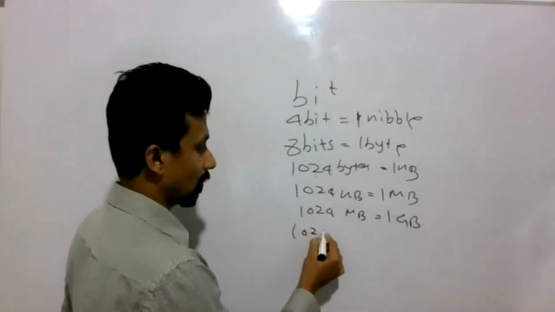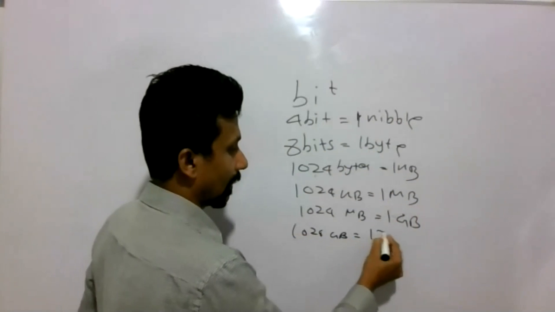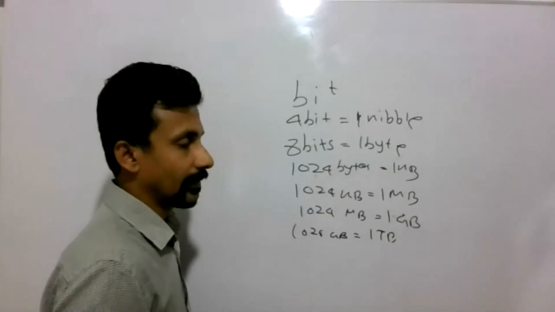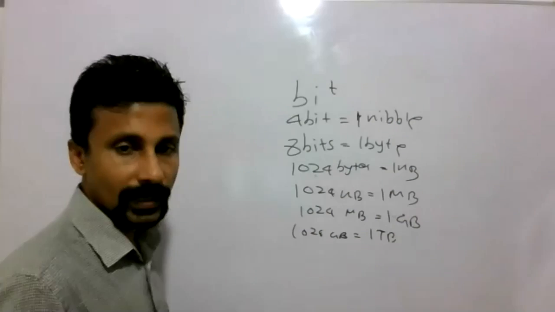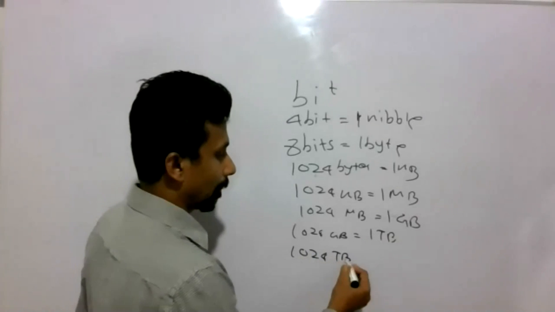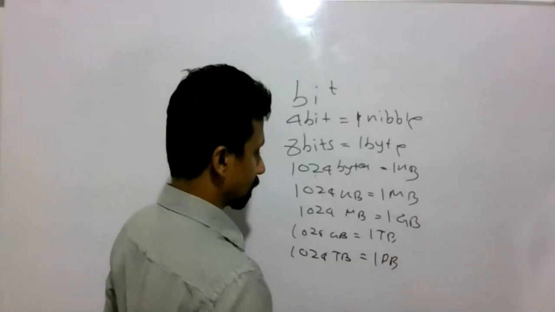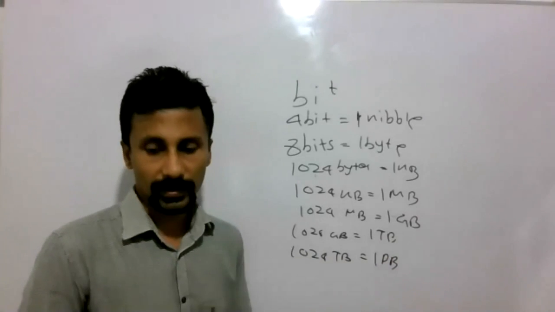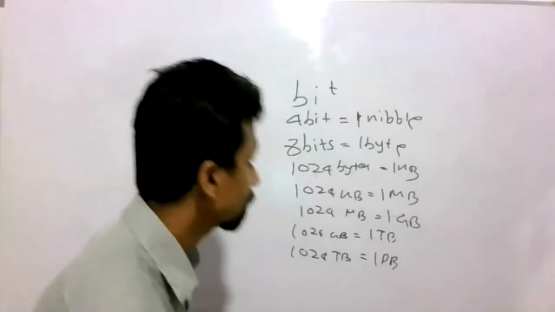Then 1024 gigabytes, 1 terabyte. Nowadays we are having 2 terabyte hard disks and all the systems come with a terabyte. In future you will be getting petabyte also. 1024 terabytes is 1 petabyte. So this is the thing you have to memorize.